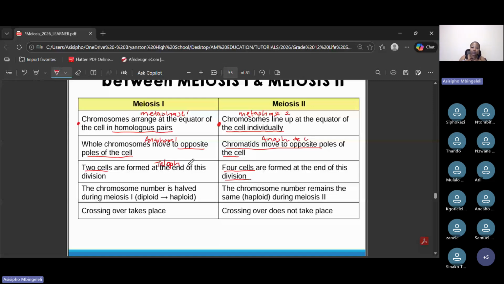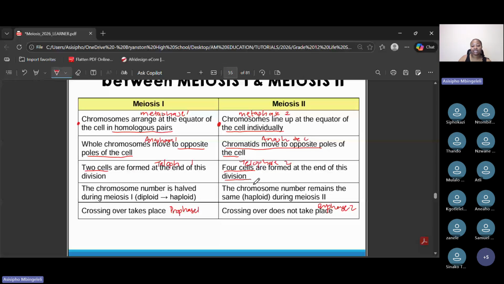But let's look at the last one. Crossing over takes place. Crossing over does not take place. Which phase are we looking at here? Prophase 1 and prophase 2. Yay. Okay, maybe I'm moving too fast, but those are the different phases for each division, if you were to be asked to differentiate.